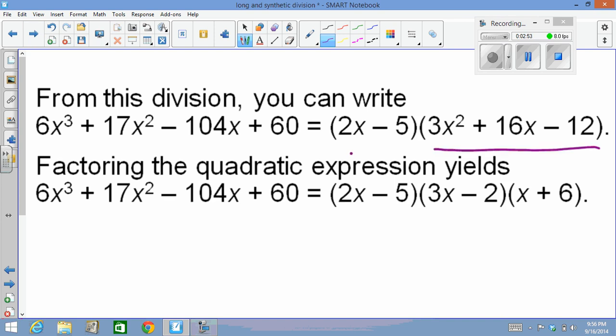So now I need to figure out, can I take this depressed polynomial and factor it? Well, as a matter of fact, I can. And if I factor 3x squared plus 16x minus 12, I'm left with 3x minus 2 times x plus 6. So therefore, if I were to take the original polynomial and factor it, I would be left with 2x minus 5 times 3x minus 2 times x plus 6. And that would be how I factor using long division.